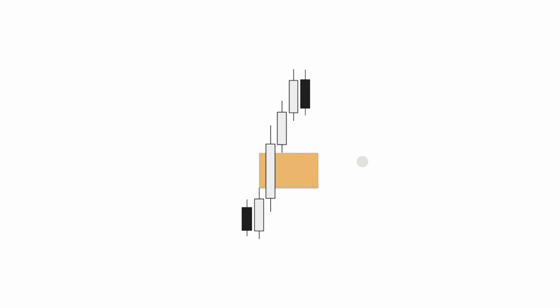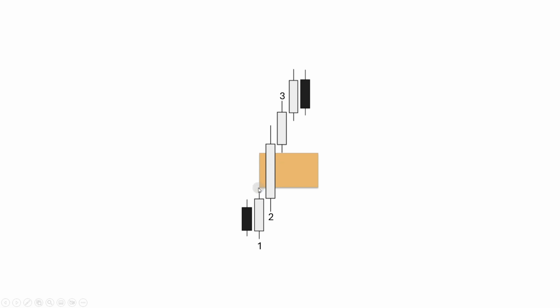Today we'll be talking about everything there is to know about fair value gaps. But first, let me explain what a fair value gap is. Let us consider this price run to have three bullish candles. Take the highest price of candle number 1 and the lowest price of candle number 3. The gap between these two candles, which the second candle causes, is a fair value gap.